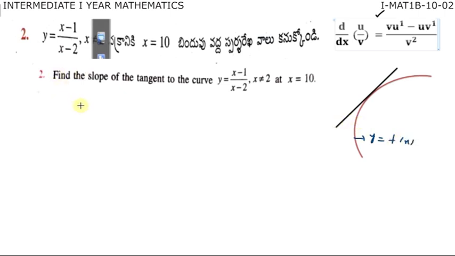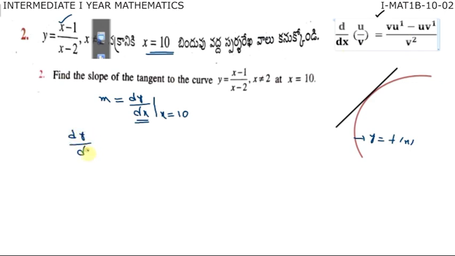For that, we know the formula: m is equal to dy by dx at x1 y1. Instead of the point, x is given, so write down x is equal to 10 as it is. First we have to find dy by dx. The function is given as y is equal to x minus 1 by x minus 2. For that, I am using the derivative of u by v formula. You know the formula.